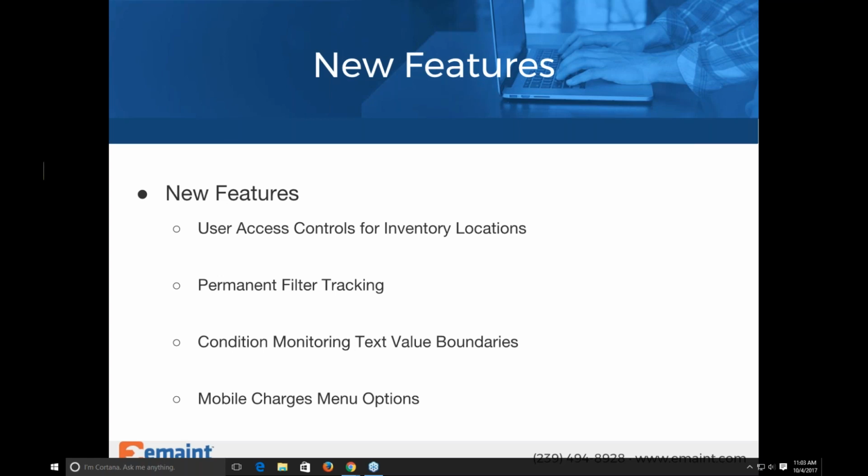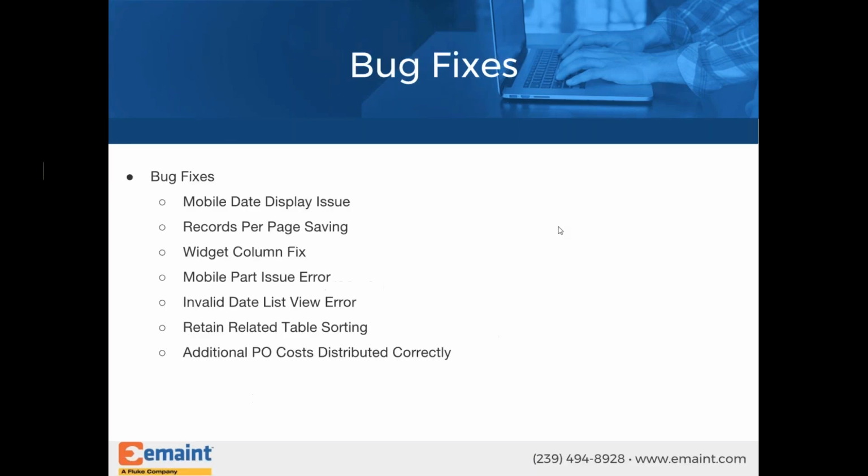The last new feature that we've added is mobile charges menu options. So what we've done is more or less on a work order in mobile, when you're looking at the charges panel, we've made it a little bit easier for the users to add part charges, add labor charges, or add miscellaneous charges in the system. So what I'm going to do is I'm going to show you where in mobile this has been updated to show you that this process is now expedited to be done a little bit quicker in our system.